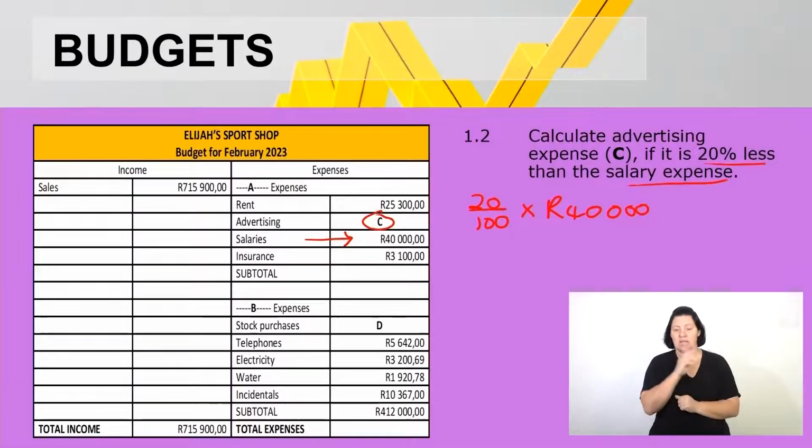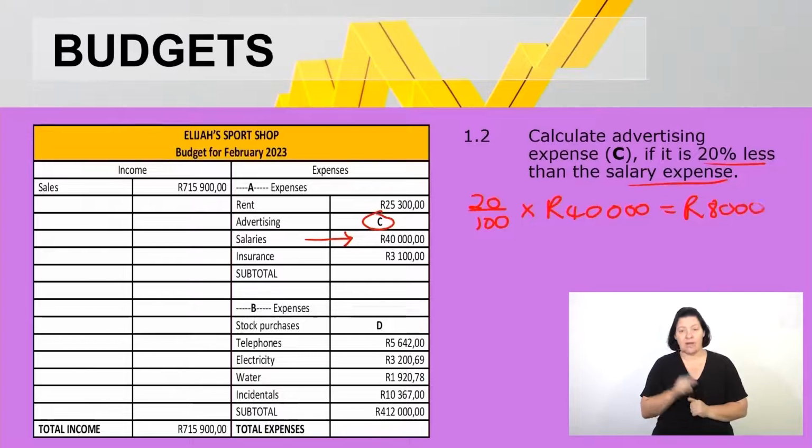So I'm going to type in 20 divided by 100, multiply by 40,000. That will give me an answer of 8,000 Rand. Remember, that doesn't mean now that your advertising expense is 8,000 Rand. The advertising expense is 20% less than that.